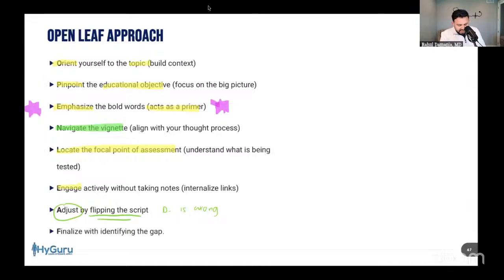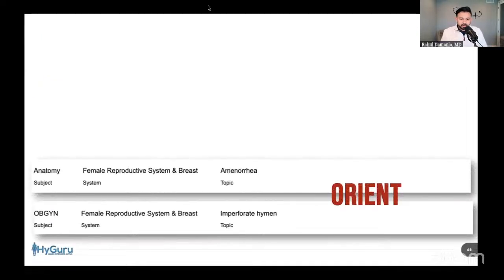And then F is going to be: what is that 1 or 2 things that you want to finalize? Finalize with identifying the gap. 1 or 2 things that you want to take away. Keep the cognitive load low. Open, L for lead-in, orient, pinpoint, emphasize, navigate, locate, engage, adjust, and finalize. Let's go through this in a little bit more depth.